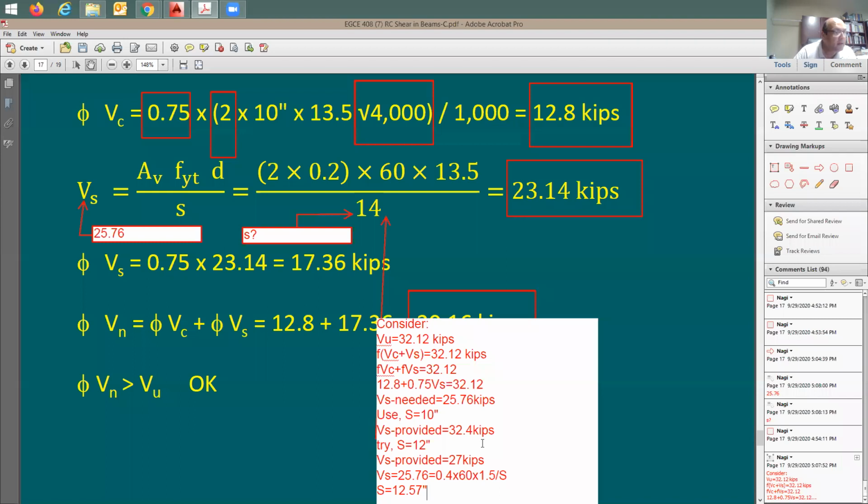Good. Now, what spacing should I provide? Should I go to 13 or should I go to 12? 12. So I'm going to go a little bit smaller. Why? To be able that I have enough ties to cover this.